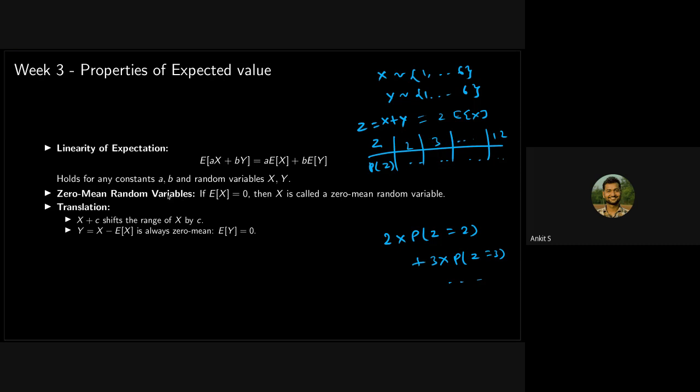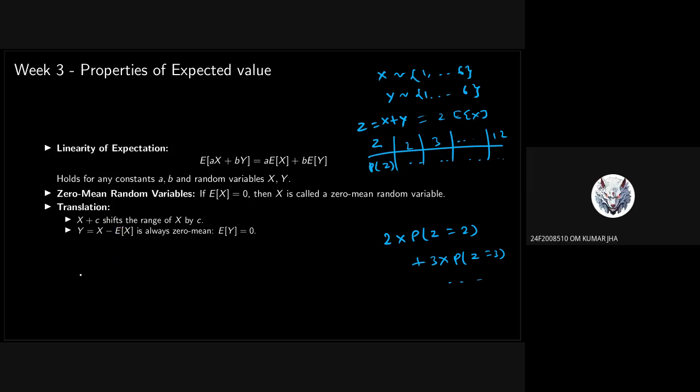Then the next thing is zero mean random variables, where expected value is equal to 0, and it is very important in the later weeks of the course. This is not very important here. And this translation, are you comfortable with these translations of random variables?